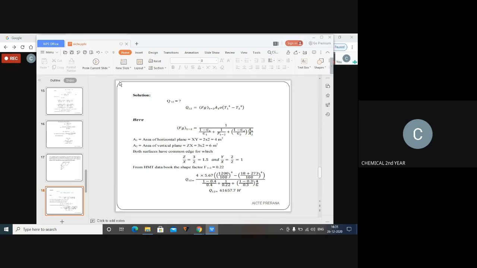So from the heat and mass transfer data book, the shape factor for F1 to 2 is noted as 0.22. So substitute all the values. First you calculate the value for Fg 1 minus 2 by substituting the F1 to 2 value from the heat and mass transfer data book, and once it has been substituted all other values are known, so substitute all other values and get the value for Fg 1 to 2, so you will get the answer as 4, I think so, yes. So 4 into A1 into sigma into T1 power 4 minus T2 power 4.